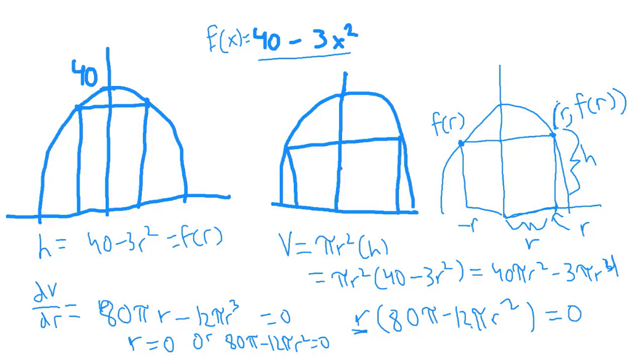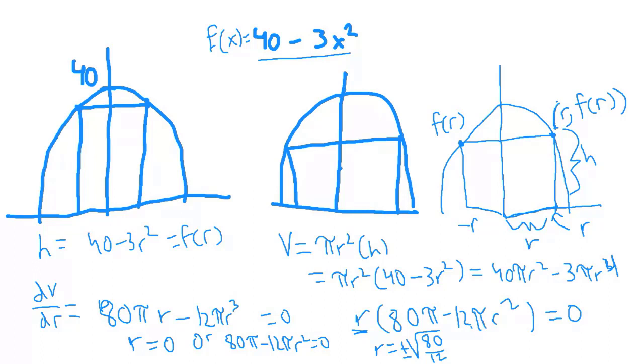So if we solve our second equation, we get r equals square root of 80 over 12, and this plus or minus. So now we have three things to think about.